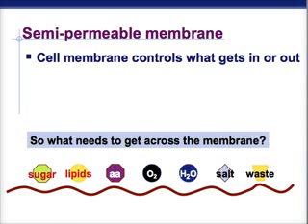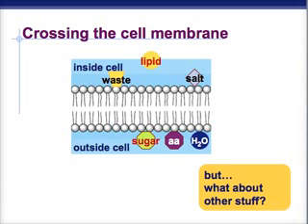So this cell membrane needs to control what gets in and out of the cell. It allows some materials to pass, but not all. Because some materials pass, but not all of them, it is referred to as semi-permeable or partially permeable. So what needs to get across the membranes? Things like sugars, lipids, amino acids, oxygen, water, salt, and wastes. So what kind of molecules can get across the cell directly? Those are your fats and your oils. They pass directly through. But what about the other stuff?